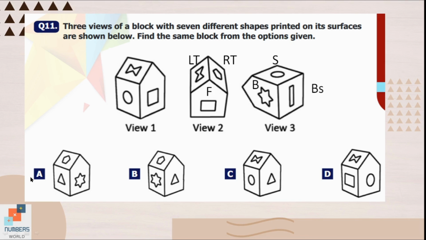Now, option A, this is our correct option. The reason is we know the star is at the back side of the house. That's right over here. Then at the right side of the top, there was a pentagon, and the side attached with the pentagon was missing. So a triangle can be over there. So option A is the correct one.